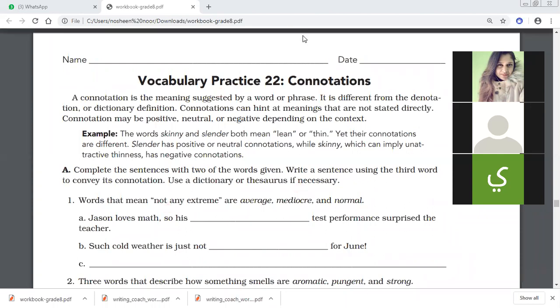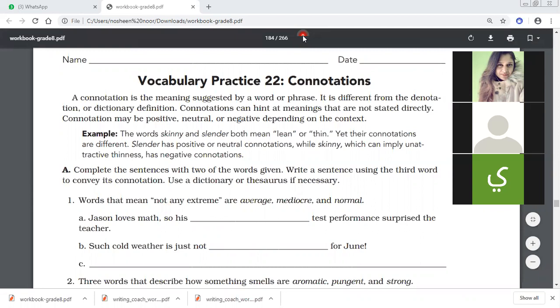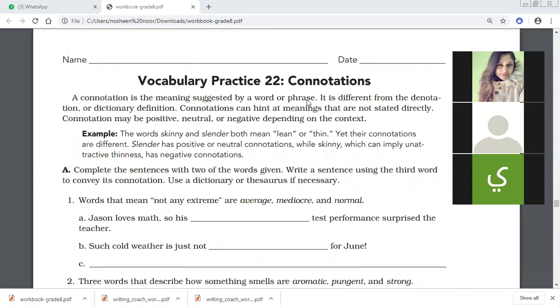Teacher, your sound is not so clear. Is it still not very clear? It's better a little bit. A little. Should I speak louder, you mean? Hello? Yes, should I speak louder? That's better. I can hear you now. Okay.